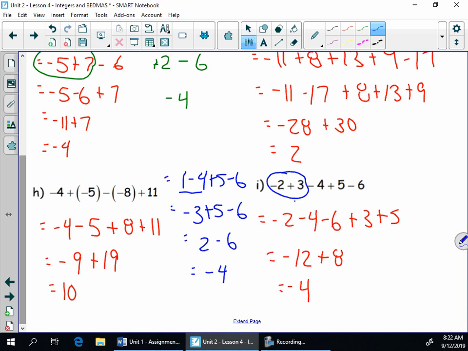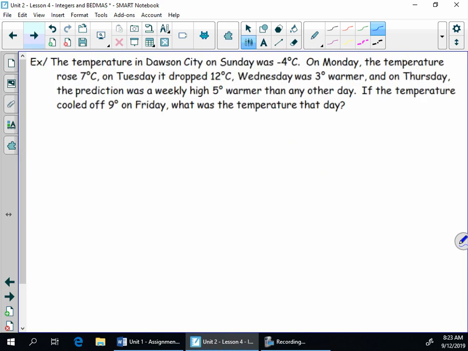It works exactly the same way, and if you want to do it left to right, totally fine with that. That's great. But if you like collecting things, makes it a little bit easier, try that too. Okay, let's move it up.